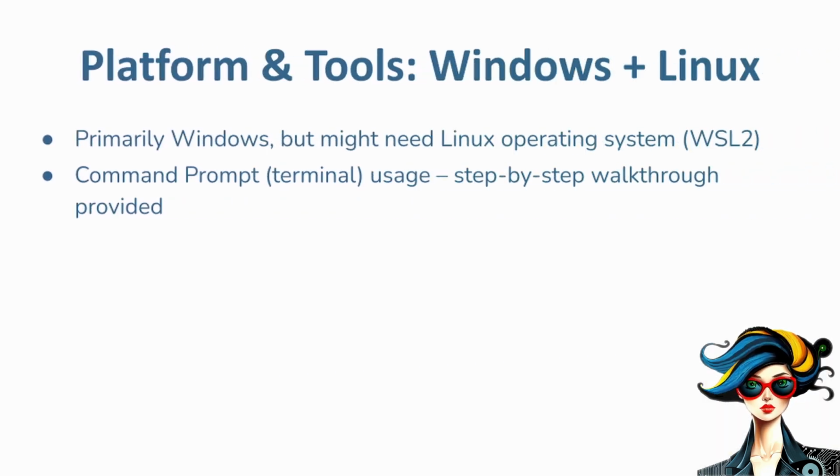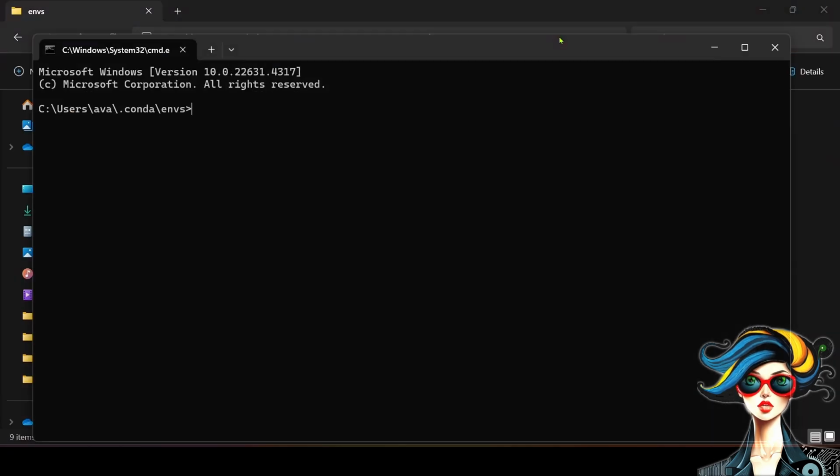Alright, so what to expect? Well, we are mostly sticking to Windows, but some open source AI tools might require Linux, and if so, we will use Windows Subsystem for Linux, known as WSL2, if needed. You will have to use command prompt. Yes, you will be typing in commands, but don't sweat it, I will walk you through it. And there will be a learning curve.